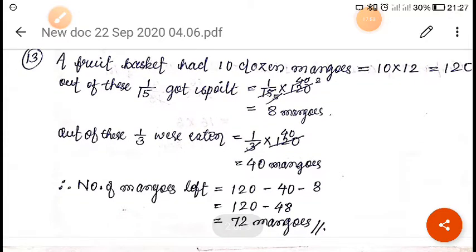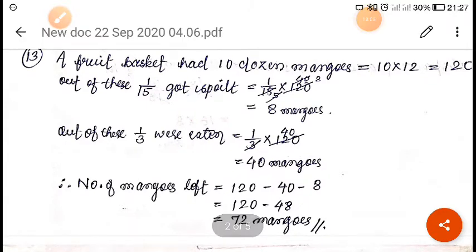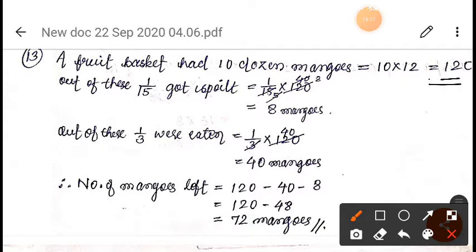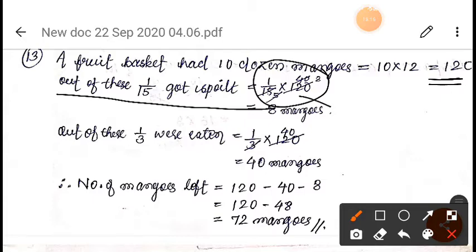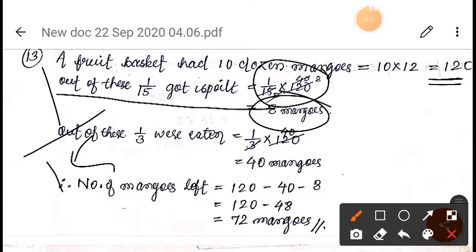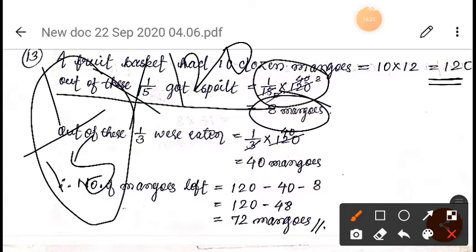Now next is question number 13. A fruit basket had 10 dozen mangoes. 10 dozen mangoes means 10 into 12, which is 120 mangoes. Out of which 1 by 15 got spoiled. 1 by 15 of 120 got spoiled, so when you multiply this, you will get 8 mangoes spoiled, right?